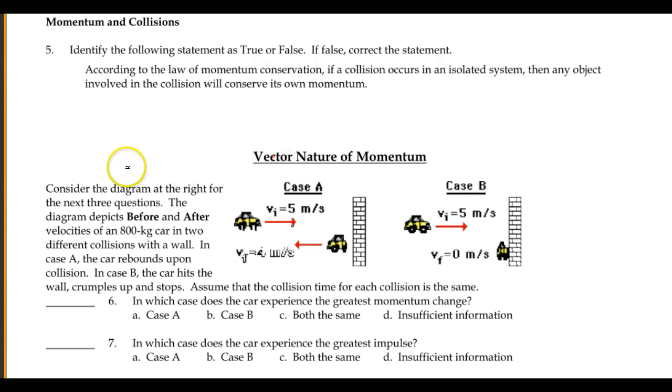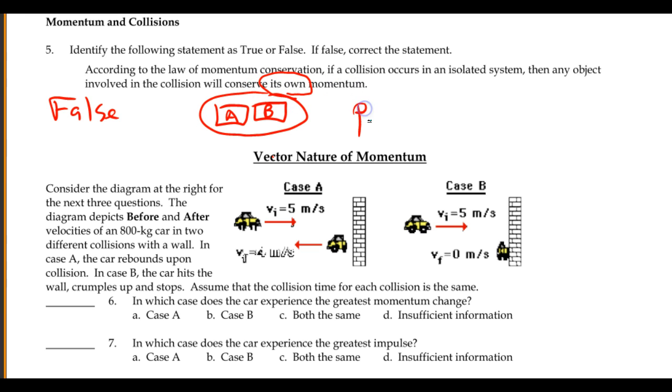Now, this is a false statement. It's a tempting statement, but it's false. And the key is its own momentum. In a collision between two objects, it is not the momentum of object A that stays the same, nor is it necessarily the momentum of object B that stays the same. They might, it's possible that they could end up with the same, but it's very unlikely. What's going to be the same is the momentum of the system.